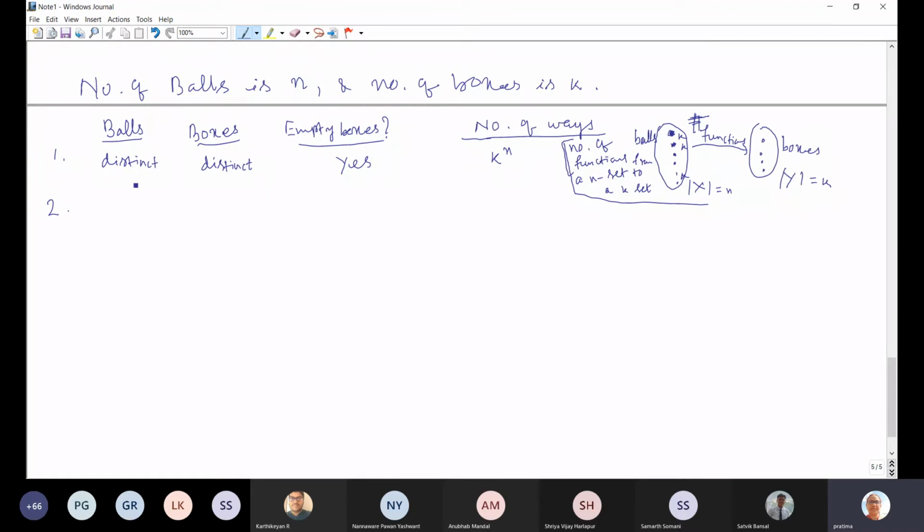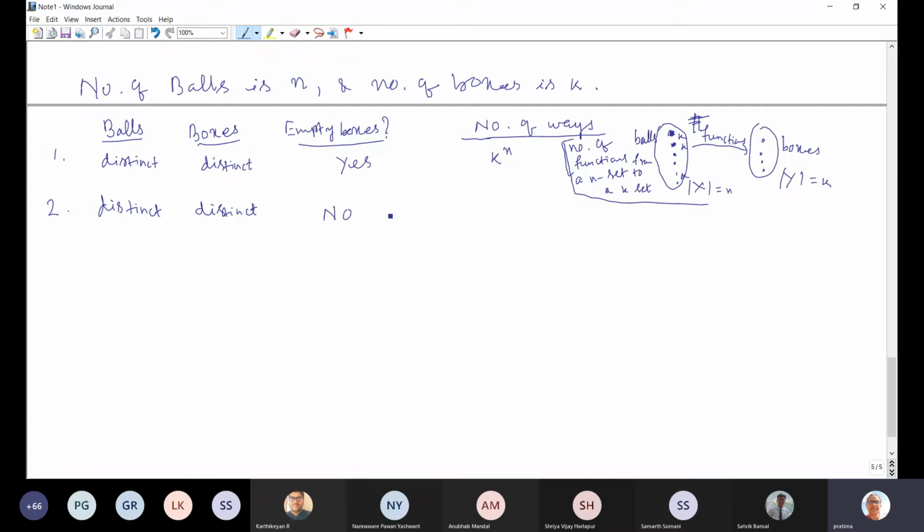Then, the second case will be distinct balls. All these I'll take as distinct, and here also distinct. Here, no box will remain empty. Boxes are all distinct, balls are distinct, and no box will remain empty.